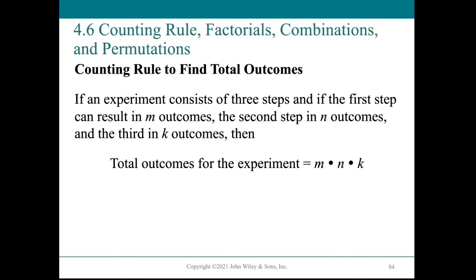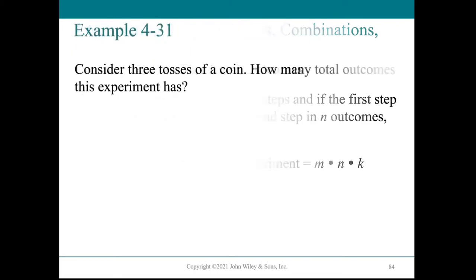Okay, let's look at counting rules, factorials, combinations, and permutations. So the counting rule to find total outcomes: if an experiment consists of 3 steps, and the first step can result in m outcomes, the second step in n outcomes, and the third step in k outcomes. So if here you have an experiment with 3 steps occurring, each step has a different number of outcomes. So how many possible outcomes do you have? In this experiment, you just multiply them. So total outcomes is m times n times k. So that's basically the total number of outcomes.